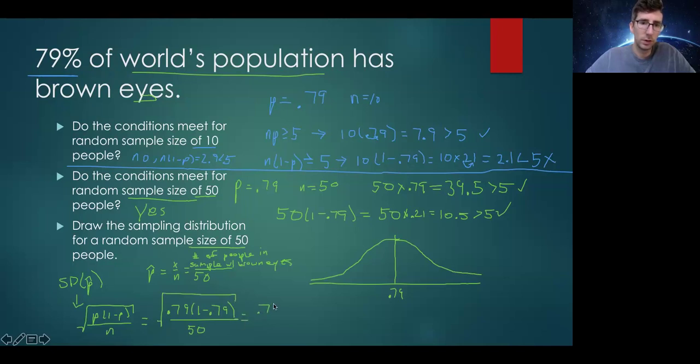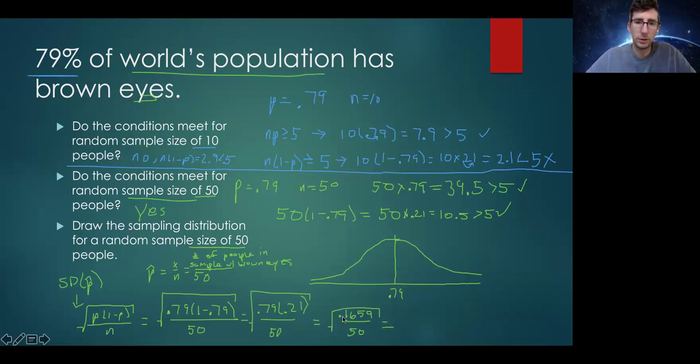This is 0.79 times 0.21, divided by 50, and again, taking the square root. If I do 0.79 times 0.21, I get 0.1659, just doing this step by step here. So I just did 0.79 times 0.21. We still have to divide that by 50. And then lastly, we'll still have to take the square root.